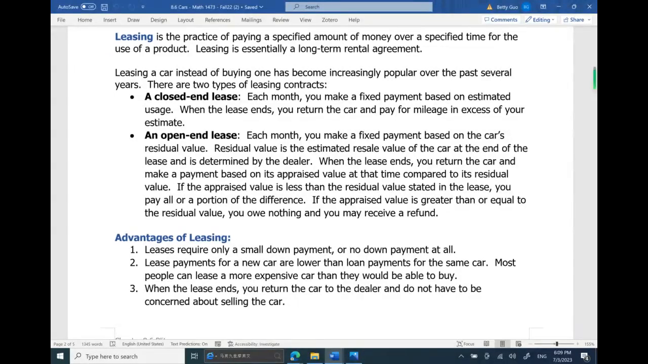Open-end lease. Each month you make a fixed payment based on the car's residual value. Residual value is the estimated resale value of the car at the end of the lease and is determined by the dealer. When the lease ends, you return the car and make a payment based on its appraised value at that time compared to its residual value. If the appraised value is less than the residual value stated in the lease, you pay all or a portion of the difference. If the appraised value is greater than or equal to the residual value, you owe nothing and you may receive a refund. So that's the difference between open-end and closed-end.